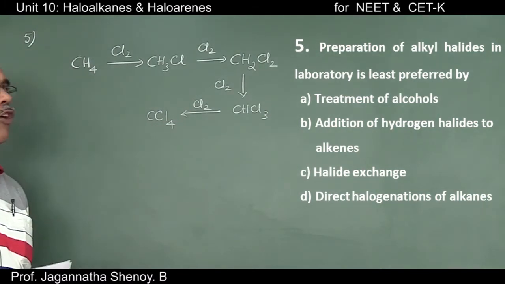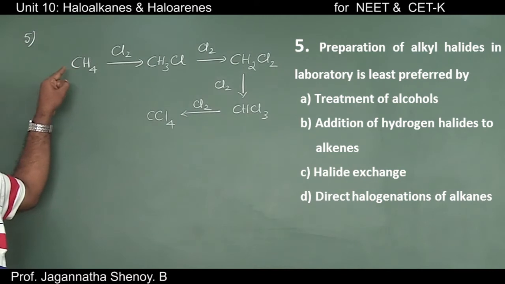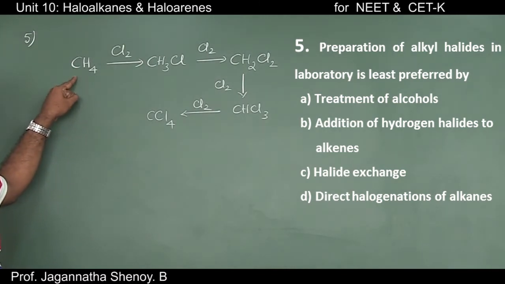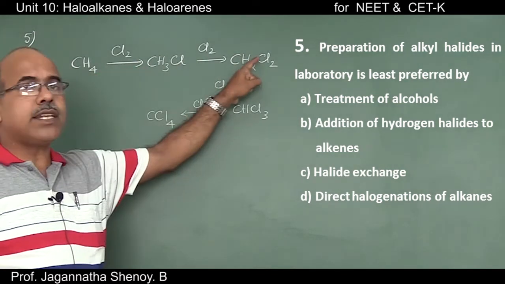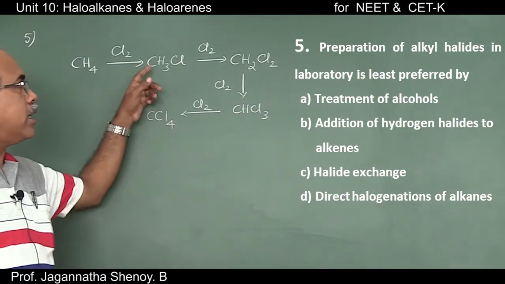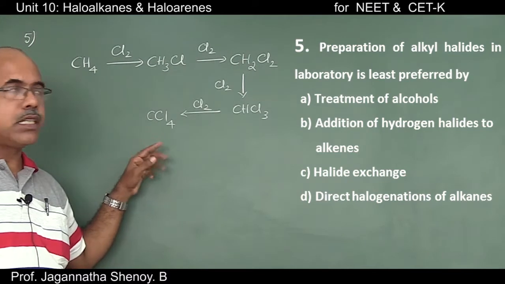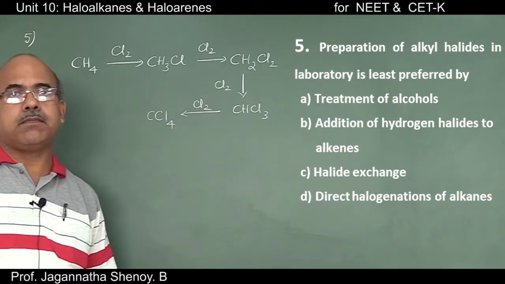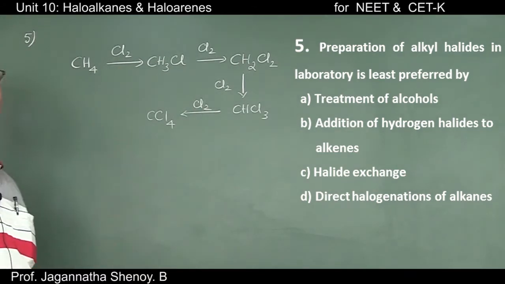So if you go for halogenation of alkane, the problem is we get a series of substituted products, and as you know, the yield will be less. Separation is a problem. That's why we do not go with halogenation of alkane as a method of preparation of alkyl halides.